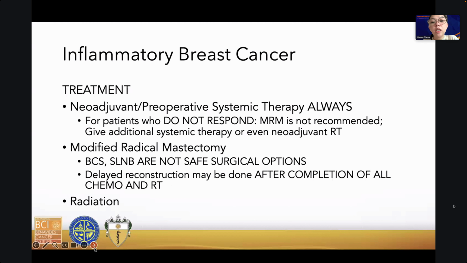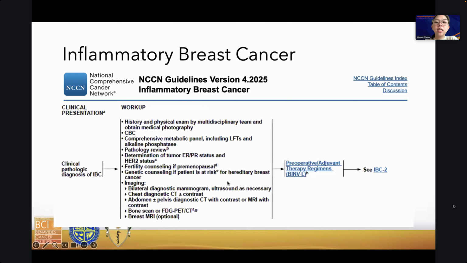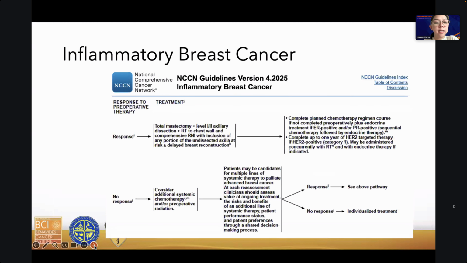And of course, radiation therapy is recommended as these are already T4B or stage 3B at the very least. So this is how we work up patients with inflammatory breast cancer. So we work them up as advanced breast cancer.